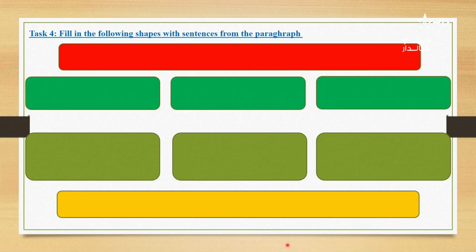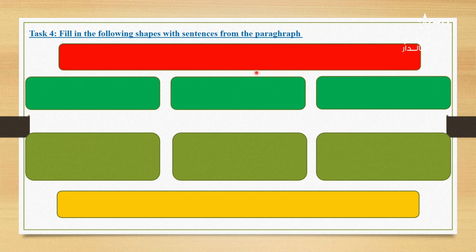Do you remember organization from the advantages paragraph? Topic sentence, supporting sentences, details, and a concluding sentence. Great! Yes, eight sentences. You still remember? Good students. Okay, let's go to the following task. Fill in the following shapes with sentences from the paragraph. The same shapes we filled last time for the advantages paragraph.